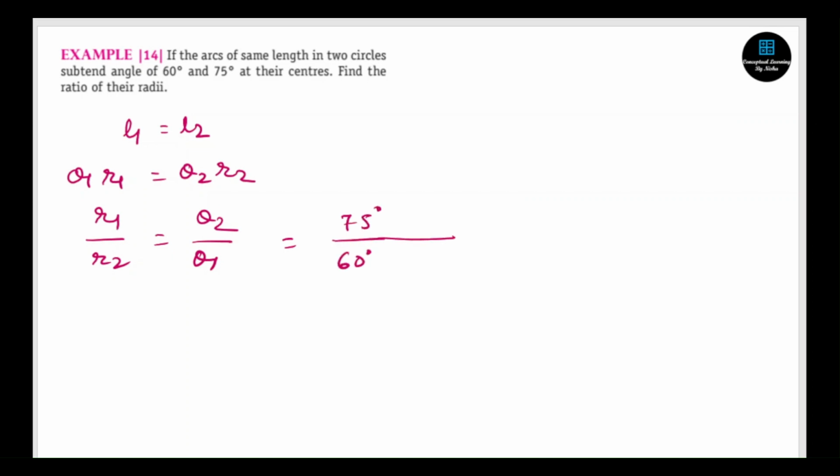When I convert this into radians I'll get this, correct? But I can easily cancel this out, so I am not going to find this separately. I simply write my answer as 5:4. So this ratio is 5:4. You have to write the required ratio is 5:4. Very easy, so don't make it complicated.